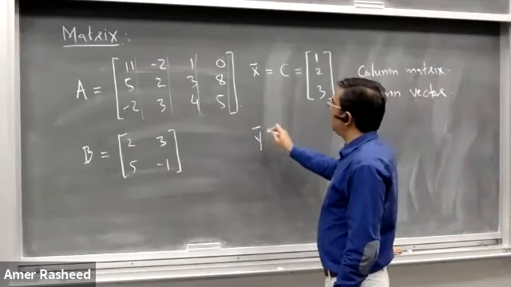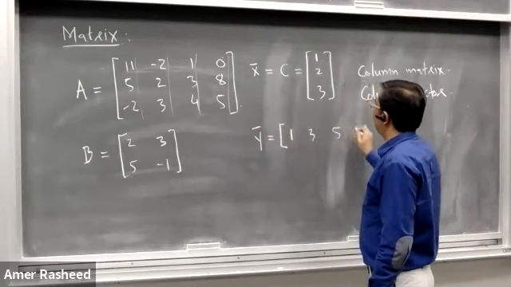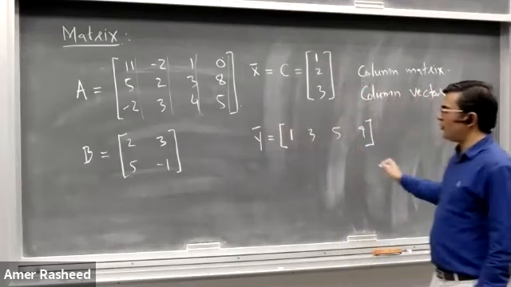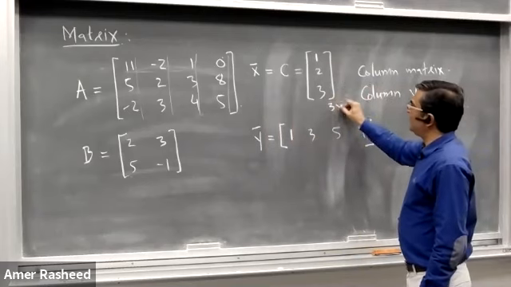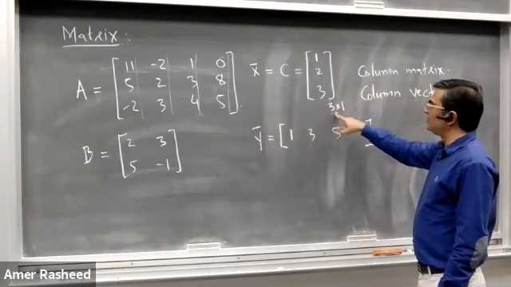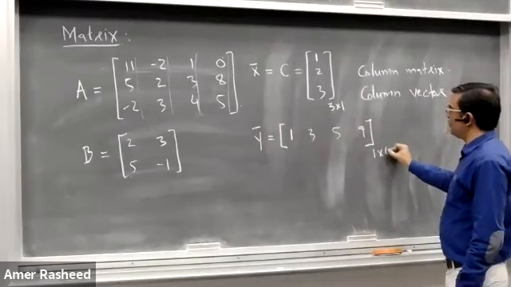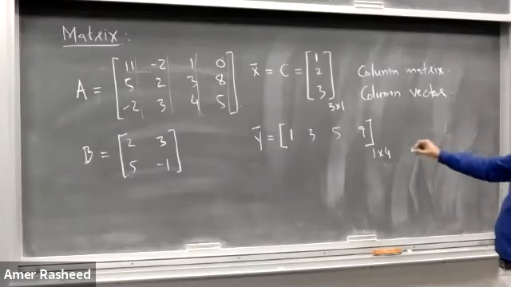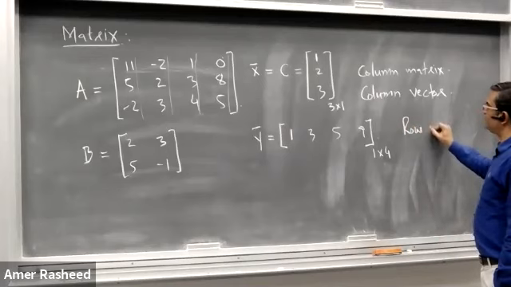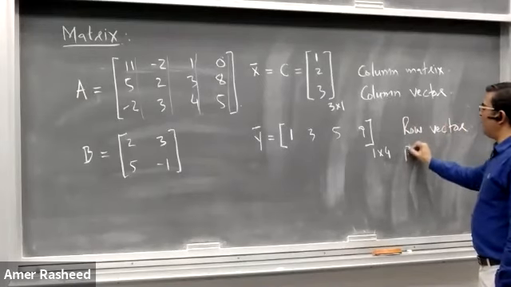Similarly, you can write another matrix which has 1, 3, 5, 9 with only one row. Technically, the order of the first matrix is what? 3 cross 1. It has 3 rows, 1 column. And this matrix has order 1 cross 4. It has 1 row and 4 columns. So we call it a row vector, or simply a vector, or a row matrix.